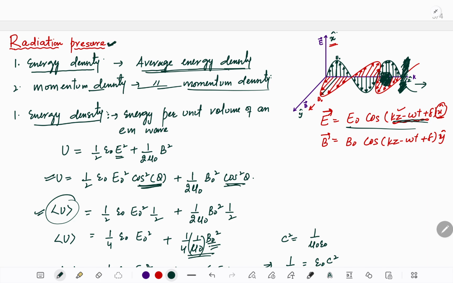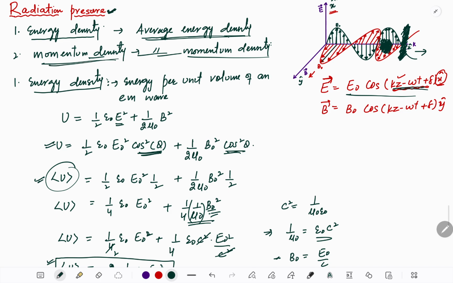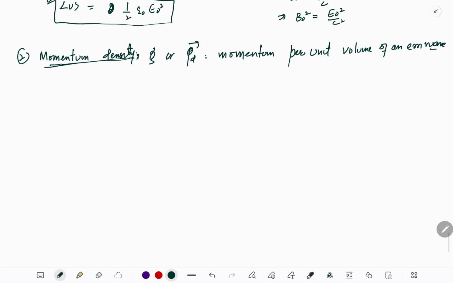That force is possible only if the electromagnetic wave transfers some momentum to the surface. So the electromagnetic wave only transfers momentum to the surface if it carries some momentum per unit volume. We call that the momentum density. Momentum density is simply momentum per unit volume of an electromagnetic wave. Its definition, using both the notations, is the Poynting vector divided by c squared. This is the basic definition.